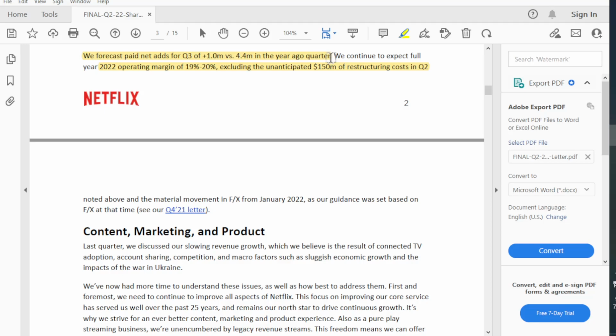It's because we didn't come in as negative as we thought we were. We're expecting negative 2 million in those paid net additions, but we got negative 1 million. Now we're forecasting a positive 1 million for Q3. Hopefully they don't miss by a million and this becomes zero. So now they're saying 2022 operating margins, they're expecting 19 to 20% throughout, and that's excluding 150 million in restructuring costs in Q2.